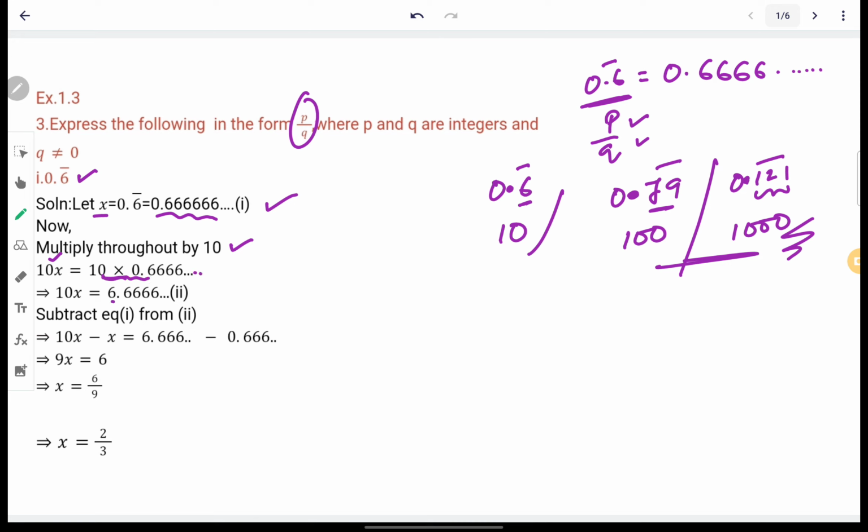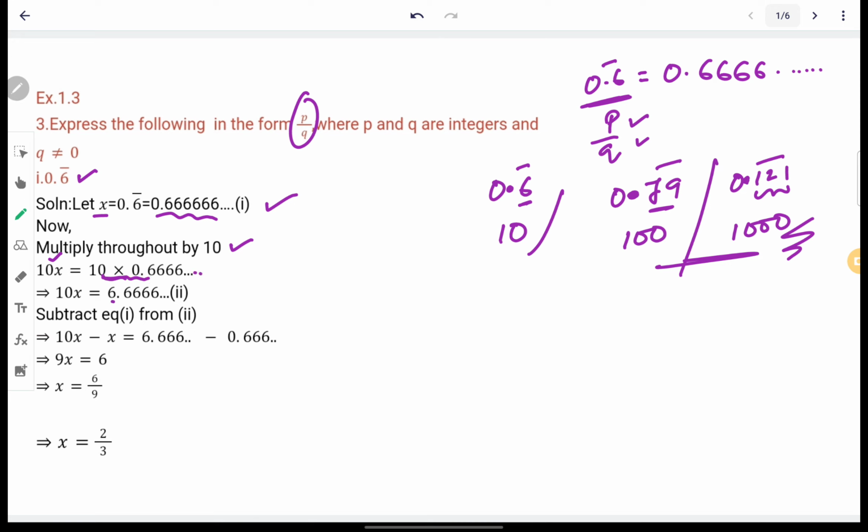So once again, we're going to express this number 0.47 bar in the form P by Q. And once again, if you look, there's only one digit that is repeating, right? 7. Okay, so once again, let x be equal to 0.47 bar, or 0.4777, right? And because there's only one digit that is repeating, we'll simply multiply by 10. So if I multiply x by 10, I'm going to get 10x, and same thing here, right? When you multiply 10 into 0.4777, we're going to get 4.7777, of course to infinity.